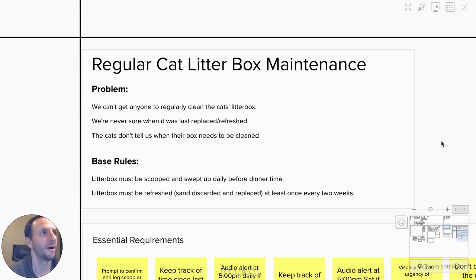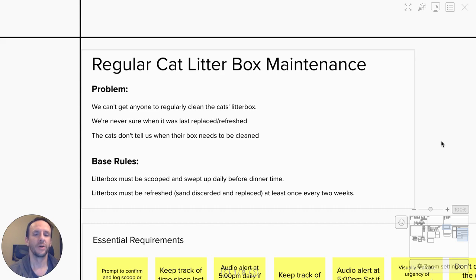But we often ask kids to do it and it doesn't get done, or we forget the last time that it was done, or the last time that the litter itself was replaced. And we really just need a good way to remind us to do it and track when it's being done.